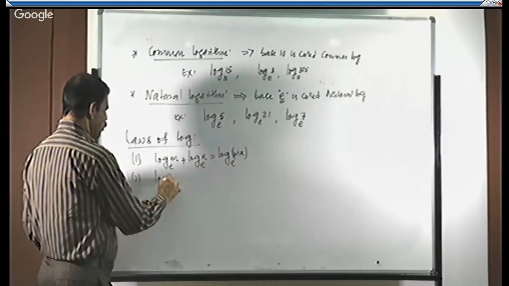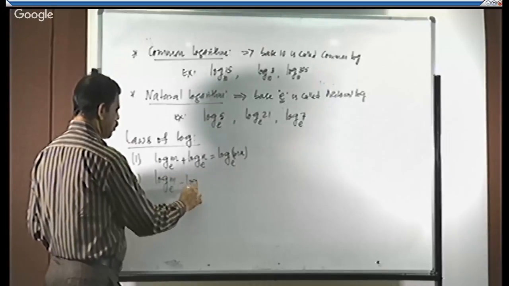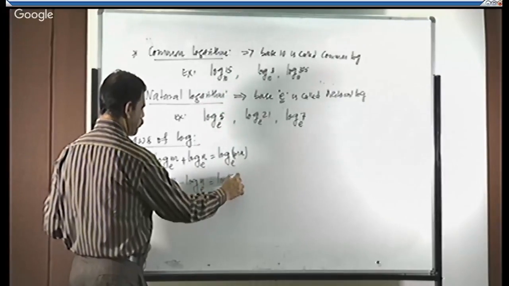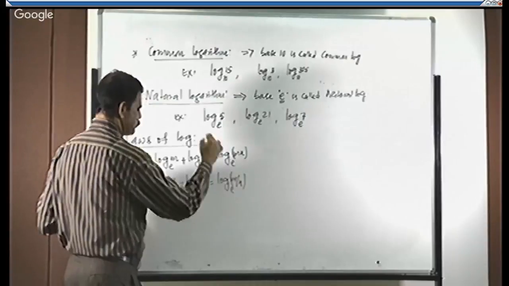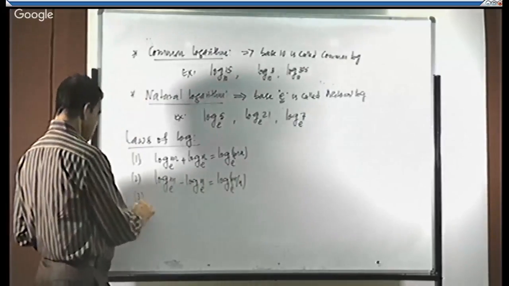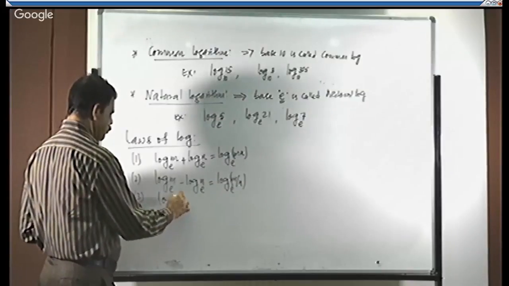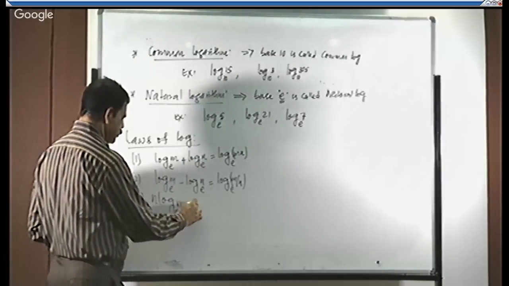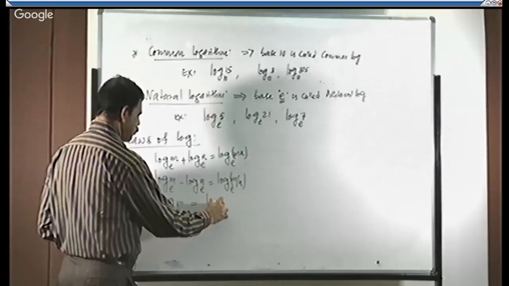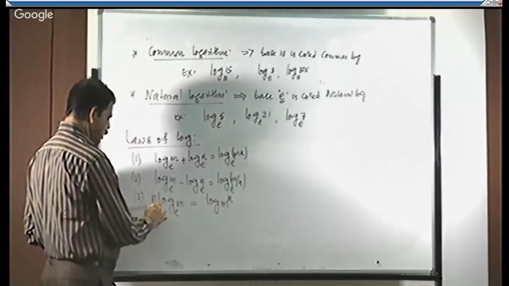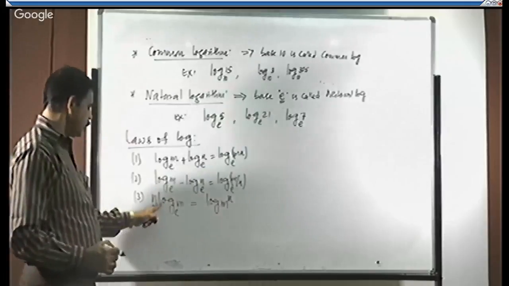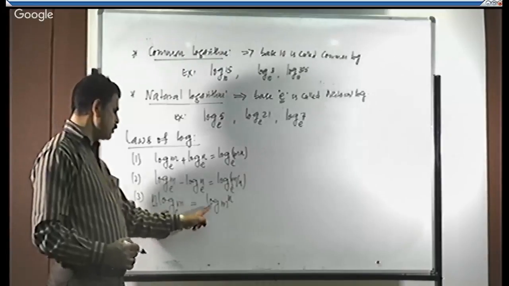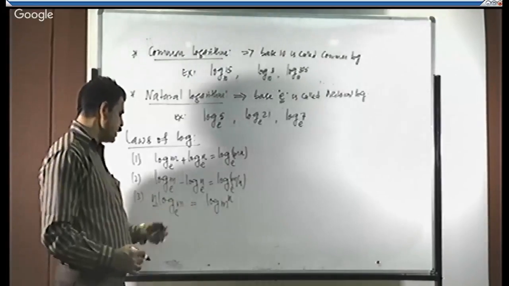Second one, log of m to the base e minus log of n to the base e is always equal to log of m by n to the base e. Third one, n log m having the base e is equal to log of m to the power of n. So this index will become the power n: n into log m is always equal to log of m to the power of n.